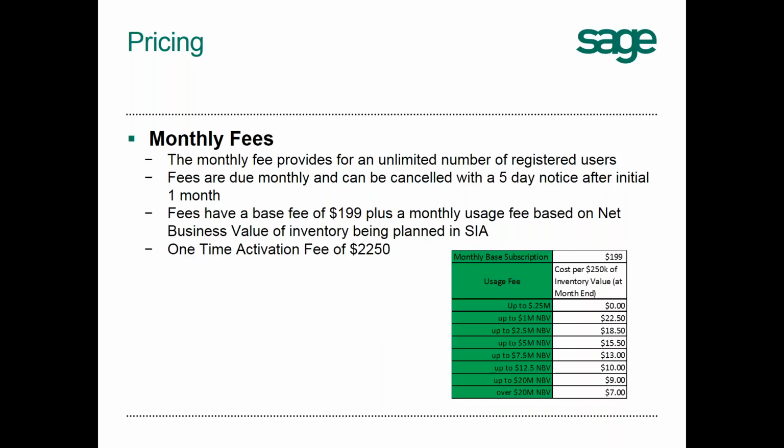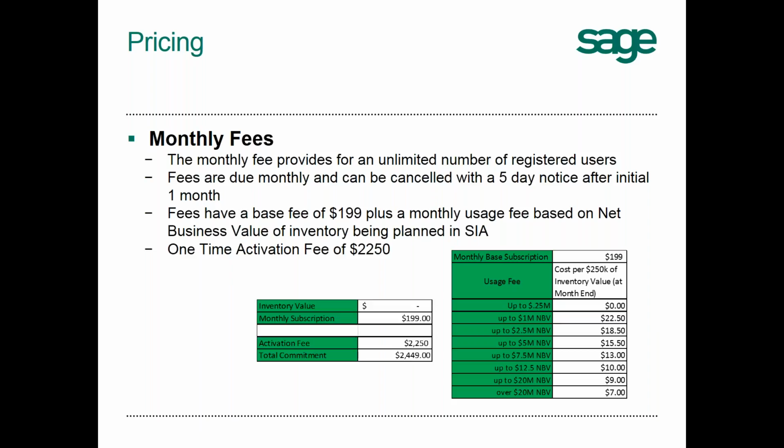Then there is the monthly subscription, and there's a base fee of $199, and then we have what's called a value fee, which is based on the value of the inventory you're planning in the tool. That's only the inventory you're planning in the tool. So if you've got items you don't want to load or locations you don't want to load, those don't count. But for every item you load into the tool at increments of 250,000, and this is a live spreadsheet.